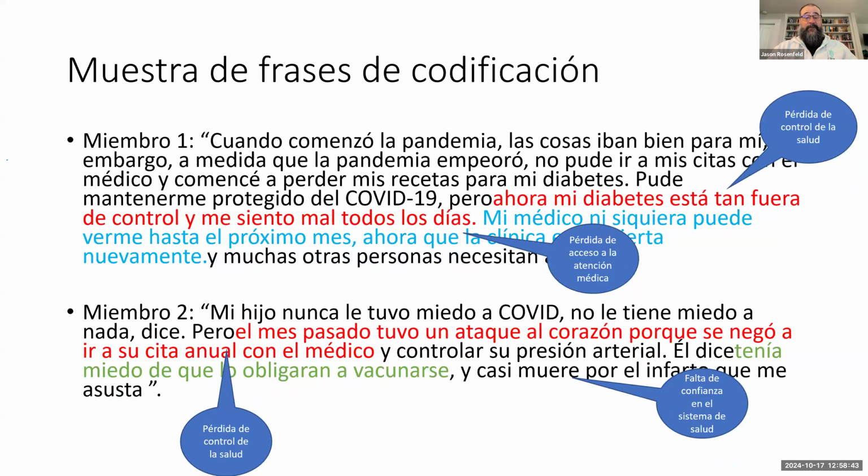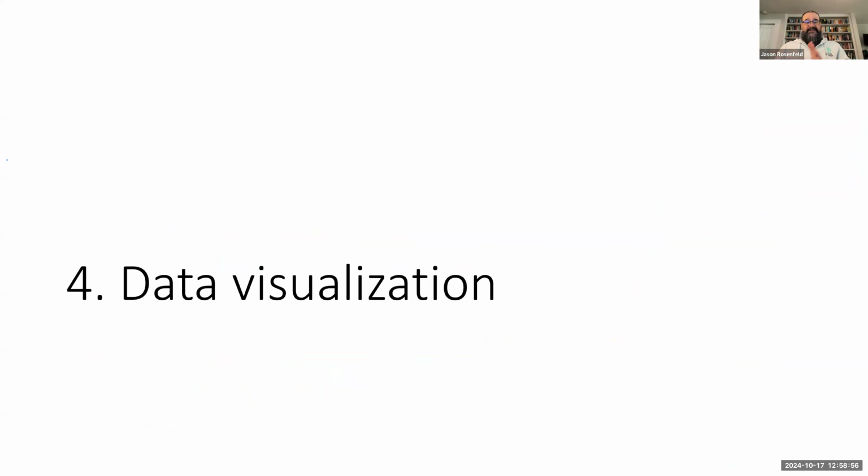That's it for qualitative. I wish I could spend more time on it, but it gives you at least an idea of how we get from words, stories, to common themes, to then some sort of an analysis of what it means. So we're into section 4 now.